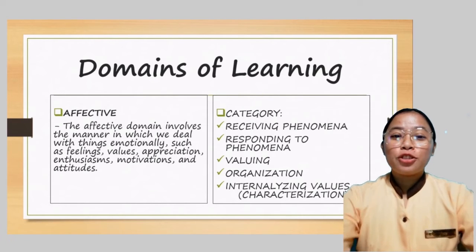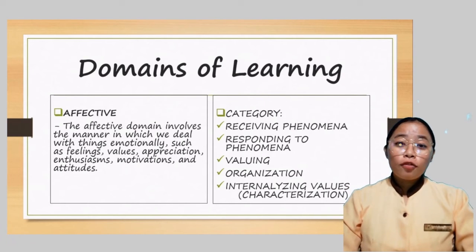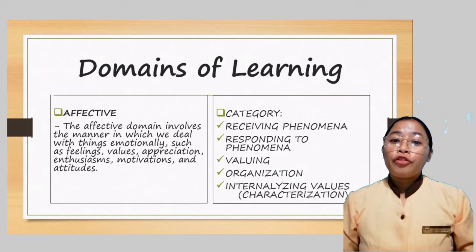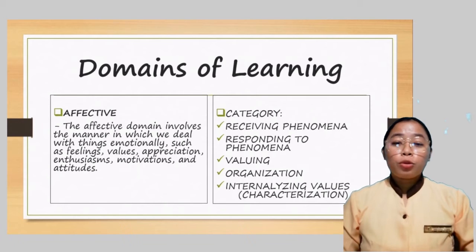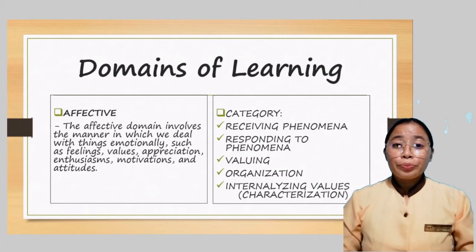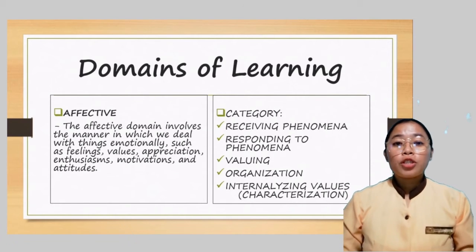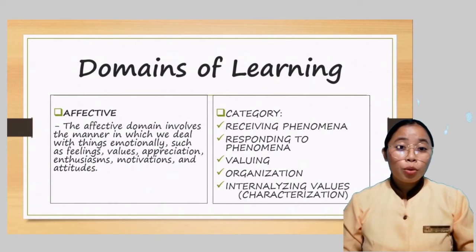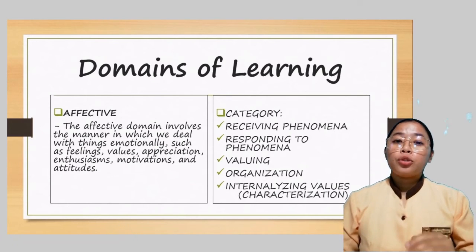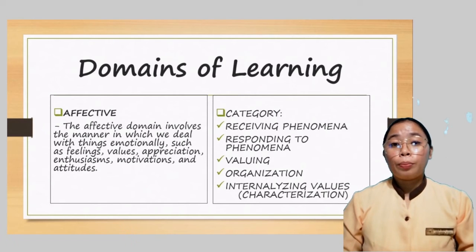Okay, so now let's proceed to the affective domain of learning. The affective domain deals with the manner in which we deal with things emotionally, such as feelings, emotions, enthusiasm, appreciation, values, and attitude. When we take our learners through a journey, we expect them to first receive the information, then to respond to it, then to value the information being imparted, then to organize their minds, and lastly to build their own characters. Now let's take a look at the subdivisions of the affective domain.